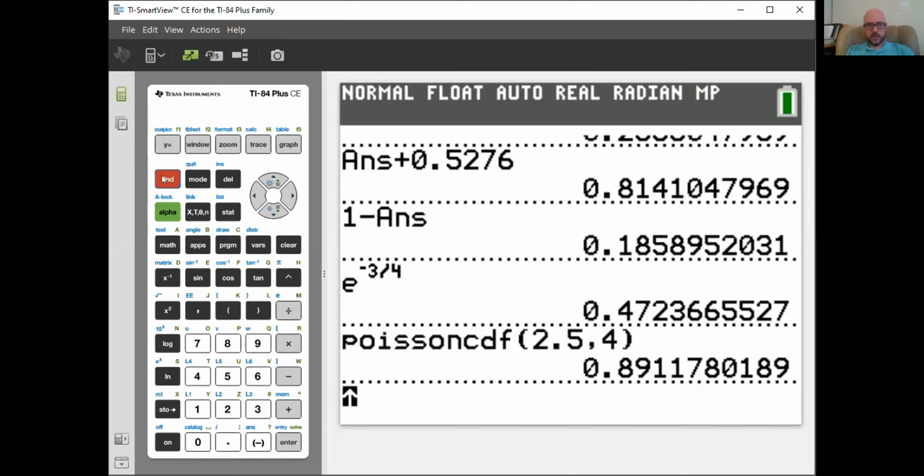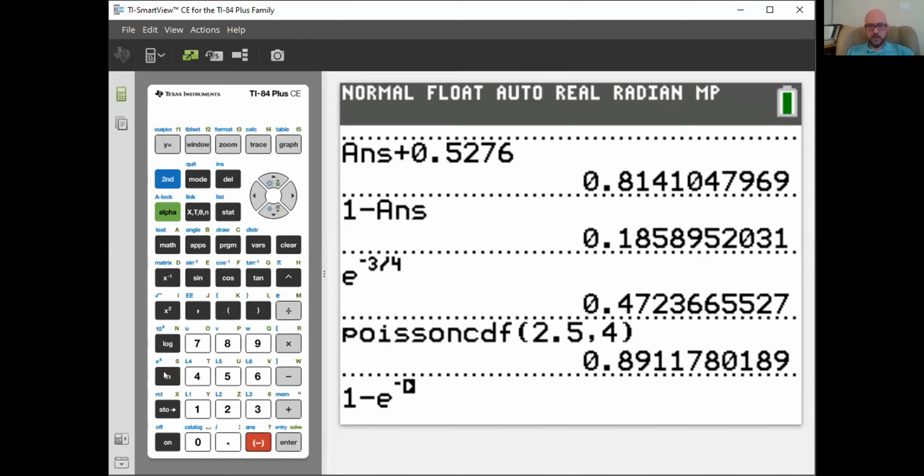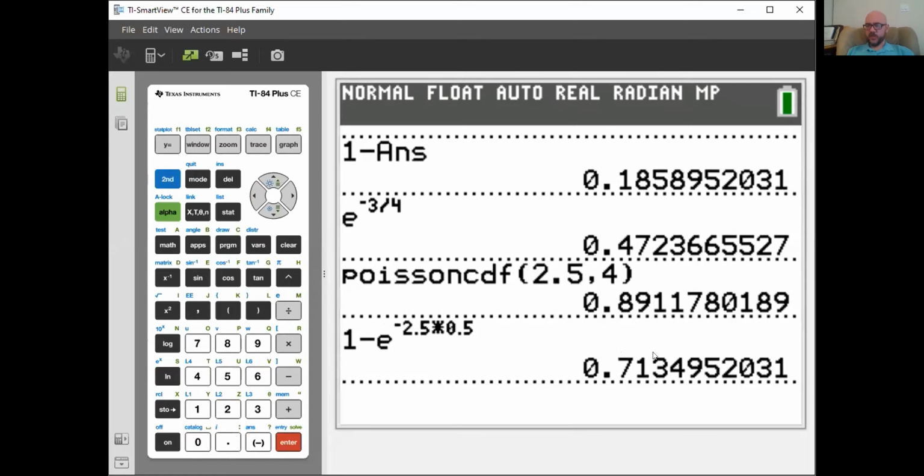Not that yet. So I'm going to do 1 minus e to the power of negative m times k. That was 1.25. All right, and I get that. So 71%, so pretty likely. It's likely to take less than half an hour between the time when you start one call and the time when you start the next. So 71.35%.